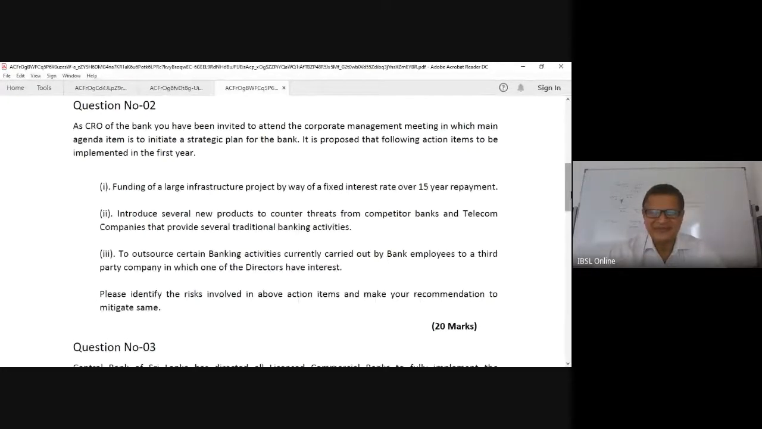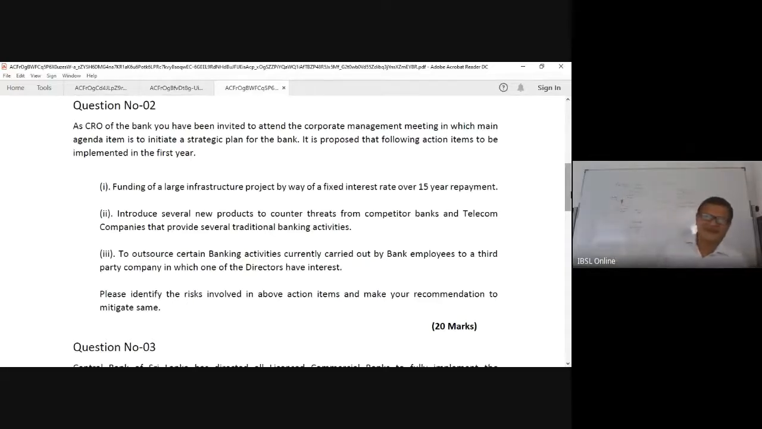So as a chief risk officer, now you are attending this meeting, and we'll take one by one of these situations, and we'll answer in such a way that we identify the risk. So the question is asking to identify the risk involved in each of these situations and above action items and make your recommendation to mitigate. So not only are they asking you to identify, but asking your recommendation to overcome those risks.